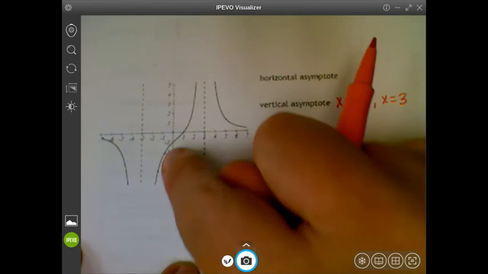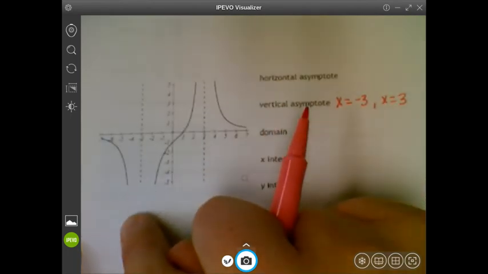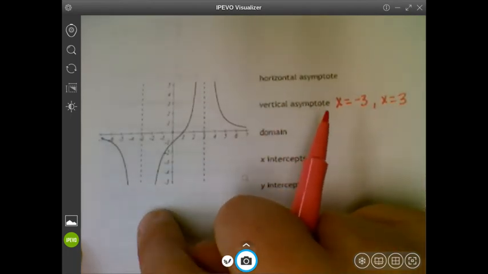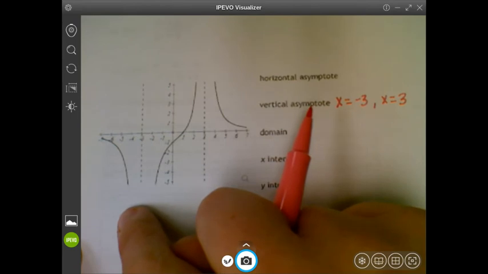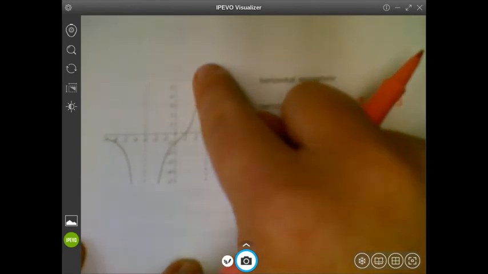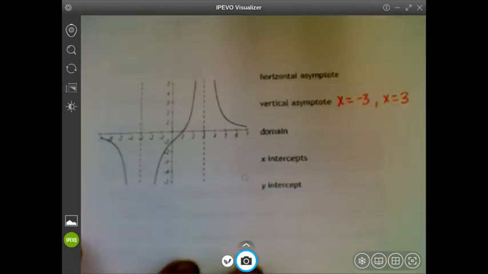And so what's going to happen here is your graph is going to get close coming this way, close coming this way, never actually meet, never actually get there. Same thing on this side. It's going up and getting close, and this one's going up and getting close as well.